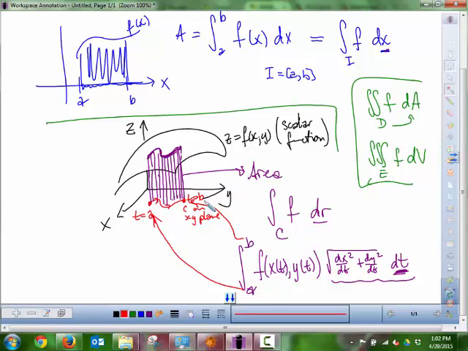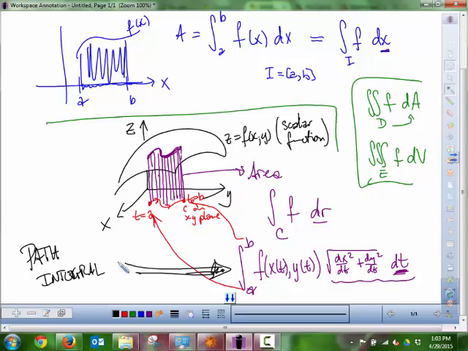I would like to give this a name. I would like to call this a path integral. The book does not call this a path integral. The book calls this a line integral. Now, I want to save the name line integral for something that's a little bit different from this, but there certainly is a connection. But just for the sake of compartmentalizing our integrals, I would just prefer to call this a path integral. Okay? And we'll take a look at the difference between a path integral and the line integral.